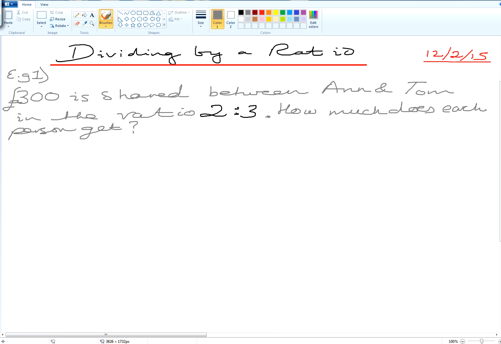We are looking at dividing by a ratio. In this first example, example number 1, £300 is shared between Anne and Tom in the ratio 2 to 3. How much does each person get? First of all, what we need to understand is 3 basic principles for this type of question. So let's have a look. What are the 3 basic steps?